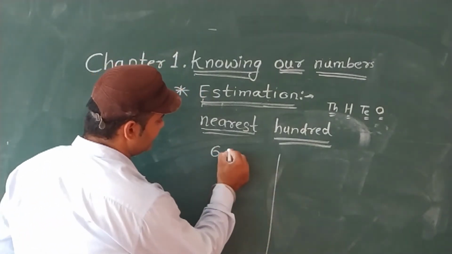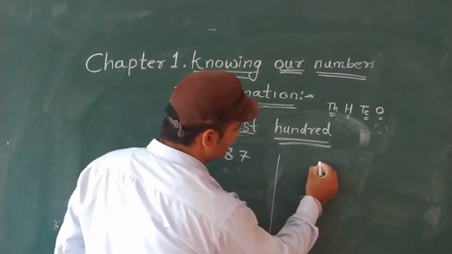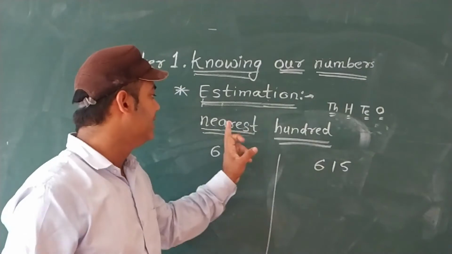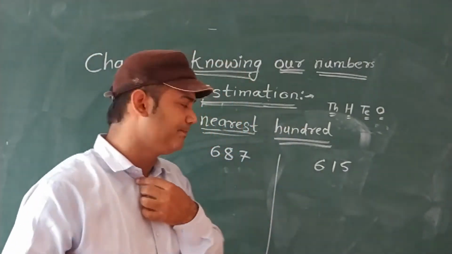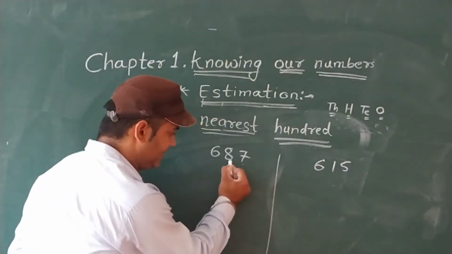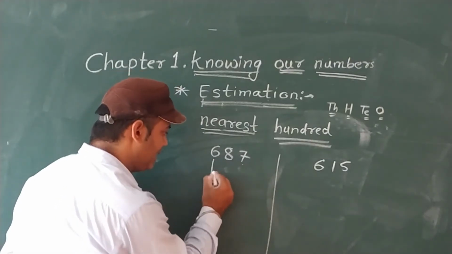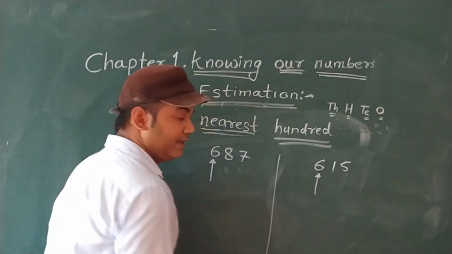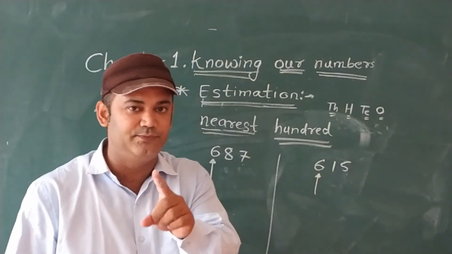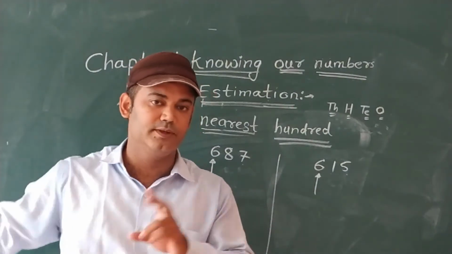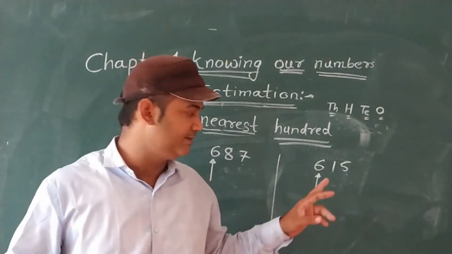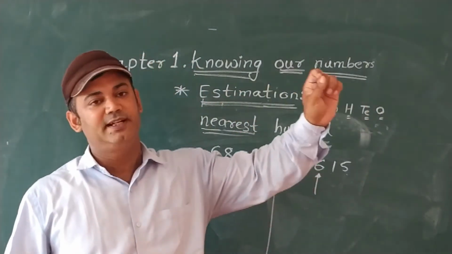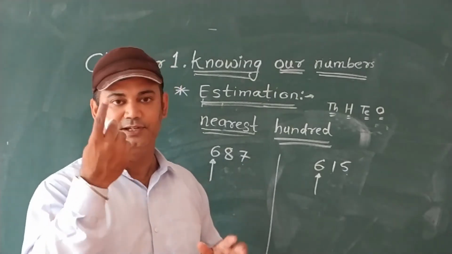Nearest 100, 687 and 615. Now you have to find out nearest 100. So this is at ones place. This is at tens place. This is at 100 place. So mark is here, ones, tens, 100. Now same procedure. If the digit is 1, 2, 3, 4, all digits should be 0, 0 and 100 place digit as it is. Here also, if the digit is 5, 6, 7, 8, 9, so you have to make it 0, 0 and increase the value by 1.